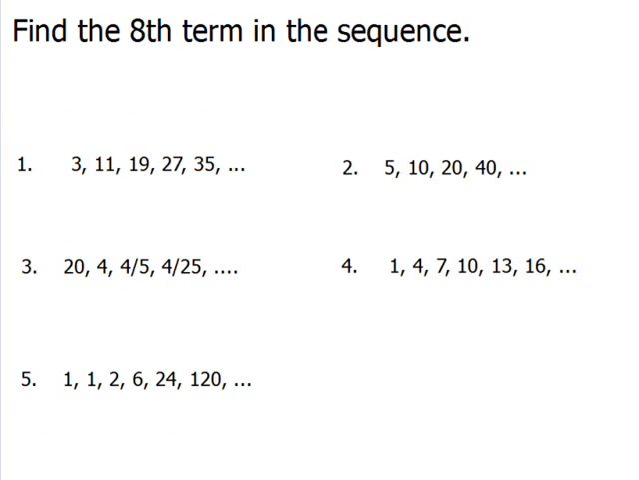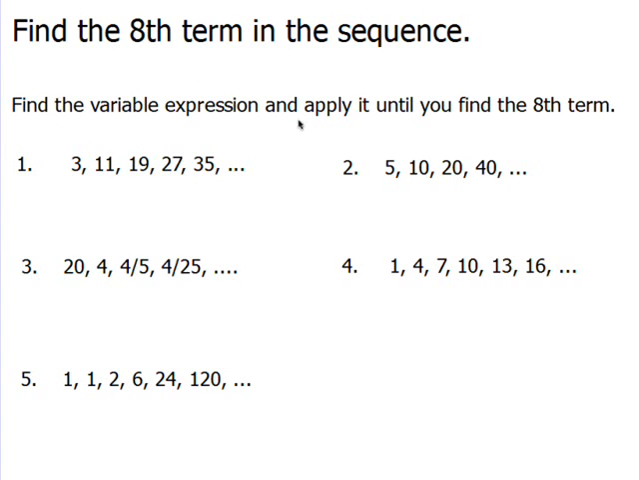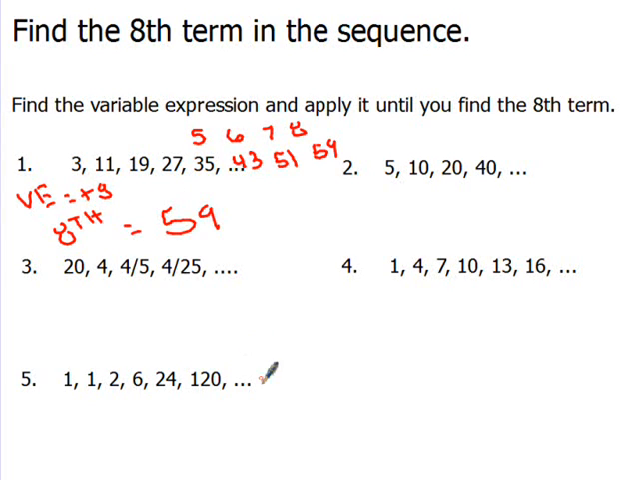And then finally, we can use what we know to figure out what the 8th term in these sequences is. All you're going to do is find the variable expression and apply it until you find the 8th term. We can look at this and we know that it's adding 8 each time. This is the 5th term, so I need the 6th, the 7th, and then the 8th. If I'm adding 8, 35 plus 8 is 43, 43 plus 8 is 51, and then 51 plus 8 is 59. So in this case, my variable expression was plus 8, and my 8th term was 59.